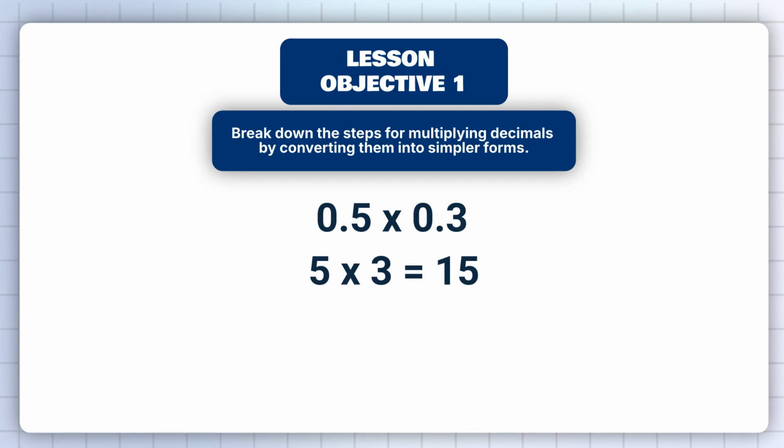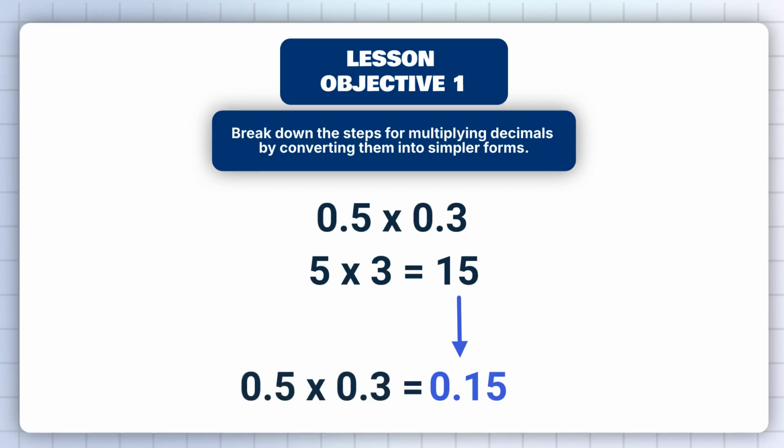Finally, place the decimal point in the product. The product 15 should have 2 decimal places. Therefore, 15 becomes 0.15. So our final answer is 0.5 times 0.3, which equals 0.15.